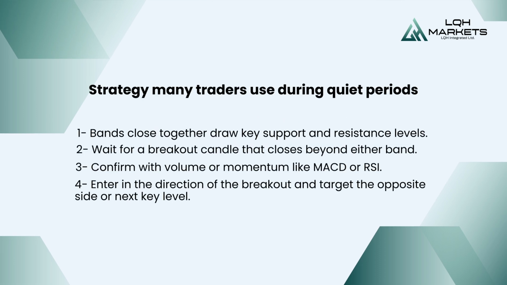Here's a simple strategy many traders use. During a quiet period, bands close together. Draw key support and resistance levels. Wait for a breakout candle that closes beyond either band. Confirm with volume or momentum like MACD or RSI. Enter in the direction of the breakout and target the opposite side or next key level.